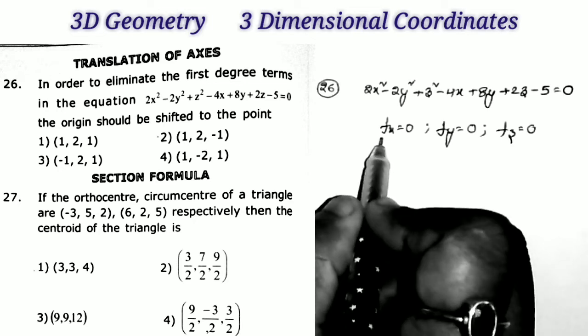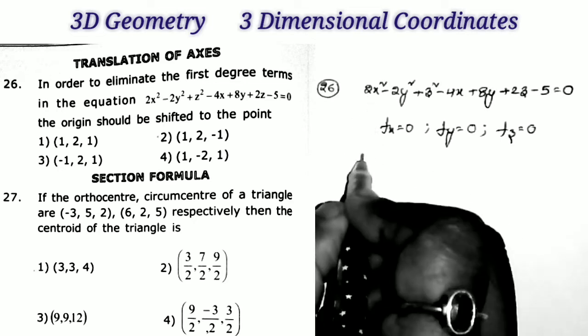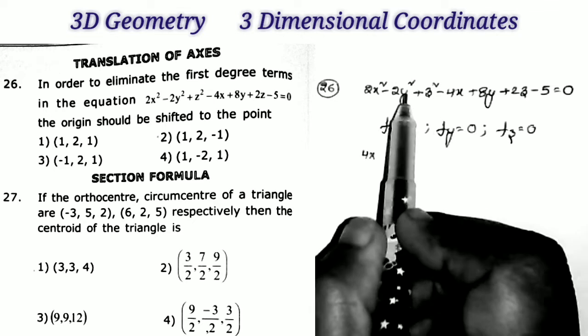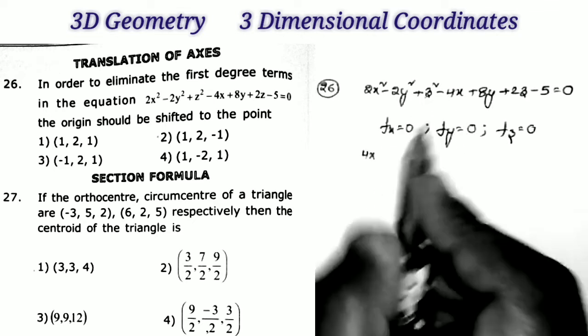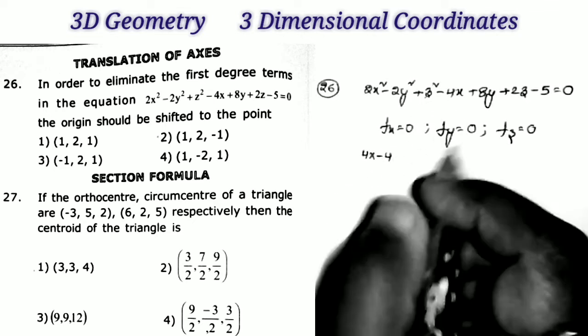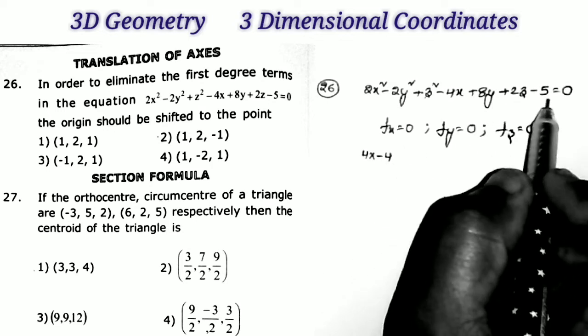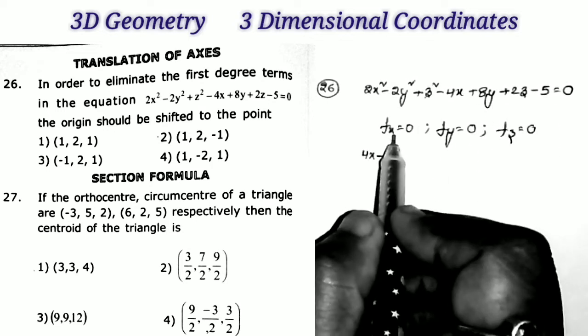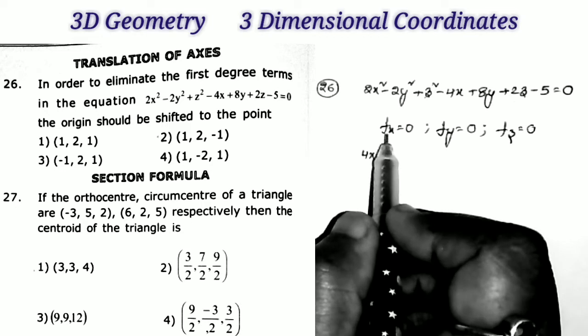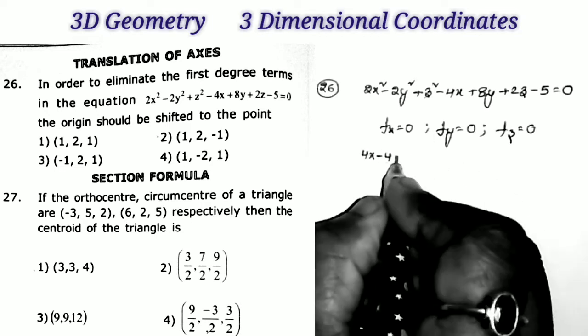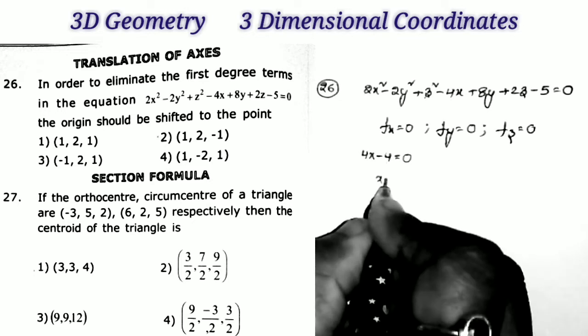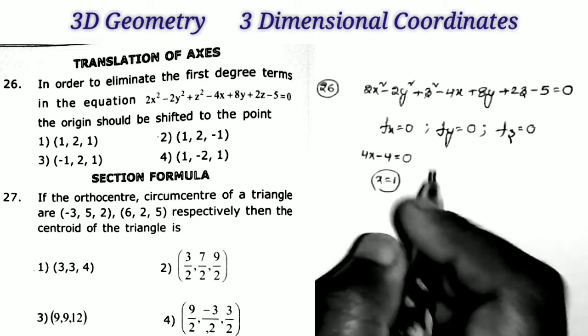That's all. Very easy. What is fx? Partial differentiation with respect to x. That is 2x square, derivative 4x; minus 4x, derivative minus 4; the other terms are 0. With respect to x means we consider the y and z terms as constants. That is, the value of x is equal to 1. Okay, x is equal to 1.